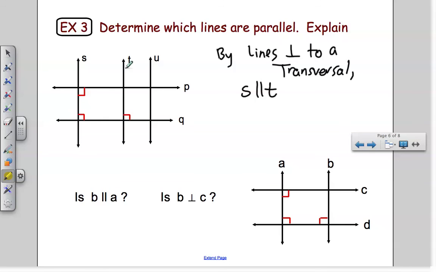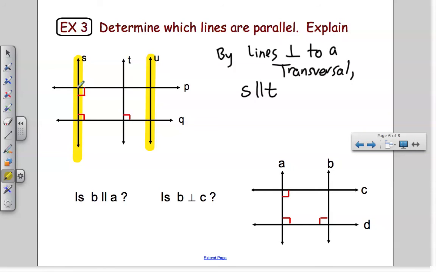Let's look at something else. Do we have any reason to believe that T and U are parallel? P is not perpendicular to either. Q is only perpendicular to T, therefore I can't tell. So I don't know about T and U. What about S and U?